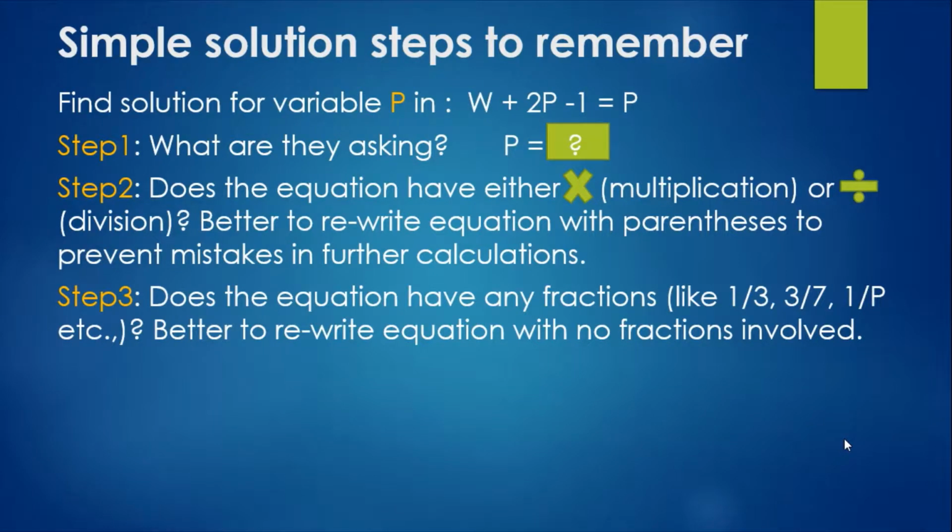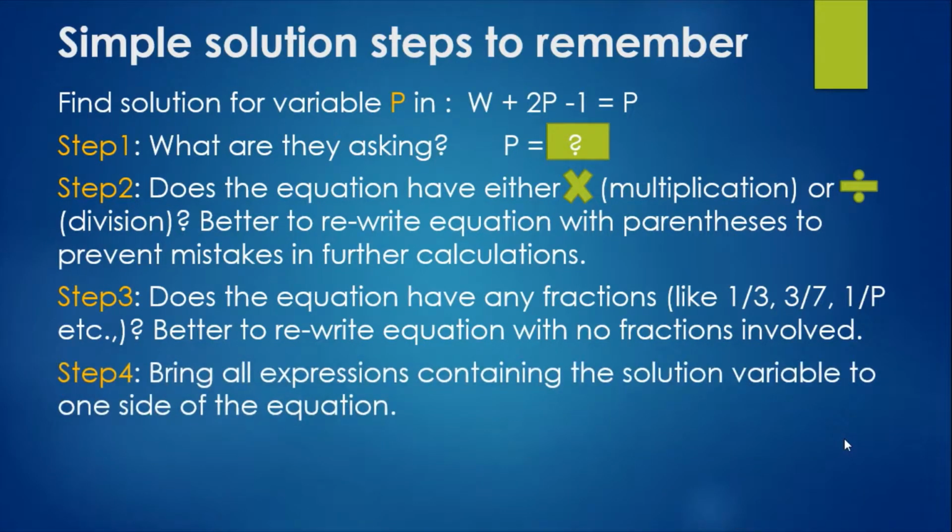Step three, just find out if there are any fractions involved in this equation. Like in this case, there are no fractions, but if you find things like 1/3, 3/7, 1 divided by p, stuff like that, it can be a little complex to solve the equation as is, and it is better to rewrite the equation and remove the fractions.